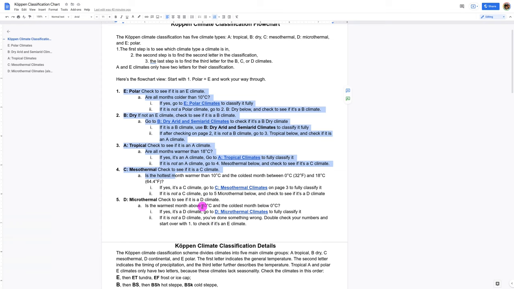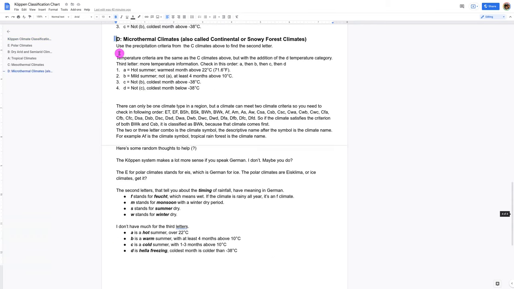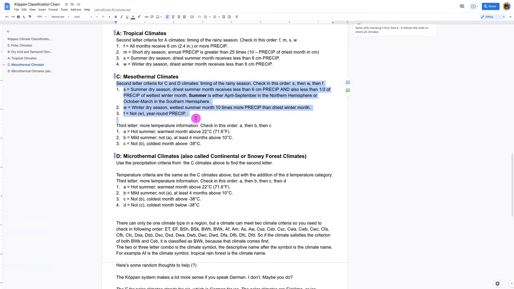But if it is, the warmest month is hotter than 10 Celsius, the coldest is below zero, then you go to the D climates. Use the precip criteria from the C climates above. So the C and the D climates use the same criteria for precip. So you use this flowchart to figure out the second letter for the D climates. And then when you're done finding the second letter, you find the third letter, which is summer or winter temperature information. If the hottest month is over 22, like 22.0001, great, that's warmer than 22. The warmest month is warmer, it's going to be a D something A.